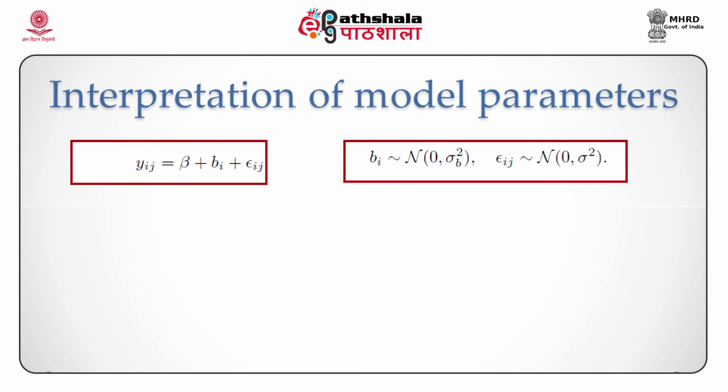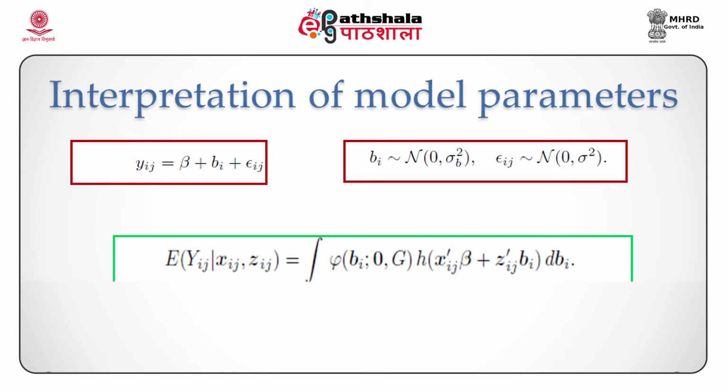So beta can be interpreted as an overall mean. On the other hand, assume that we are using a link h. In this case, the overall mean is obtained by integrating out the random effect, and the expectation of Yij given Xij, Zij is equal to the integral of h of Xij prime beta plus Zij prime bi, multiplied by phi of bi; 0, G, into dbi, and we cannot guarantee that this will be equal to h of Xij prime beta.